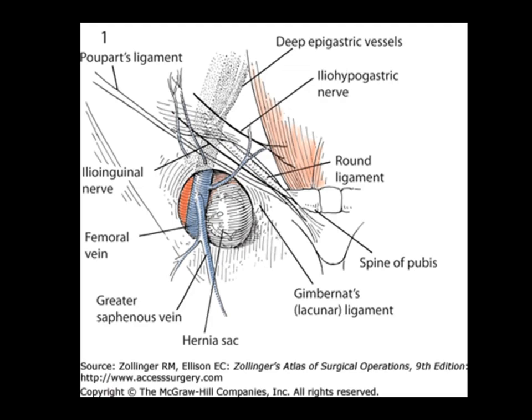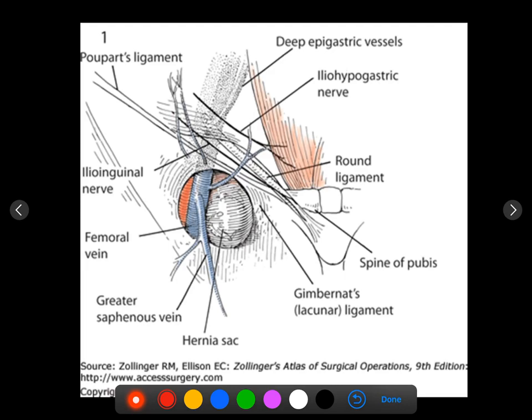Now we will discuss the applied anatomy for the femoral hernia. We can see here the femoral ring, which is very important. Anteriorly there is the inguinal ligament, medially the lacunar ligament, posteriorly the iliopectineal ligament, and laterally the femoral vein. This is the boundary of the femoral ring. There is a sac bulging from inside the abdomen towards the groin. This is the femoral hernial sac.